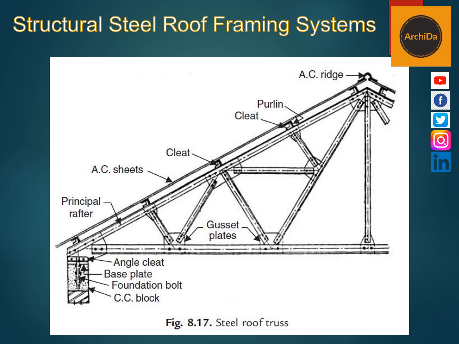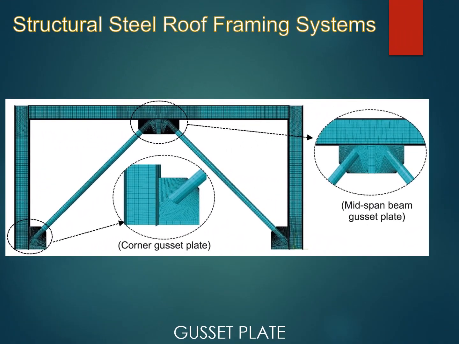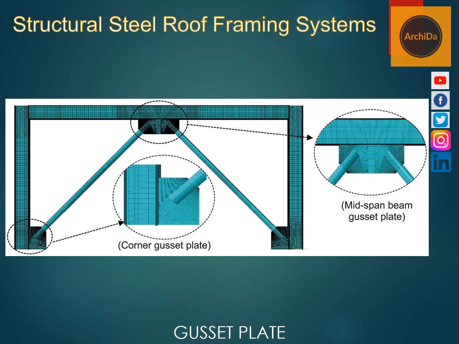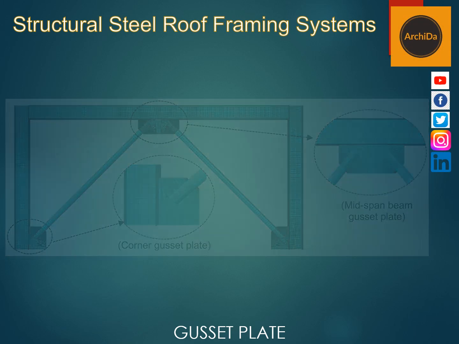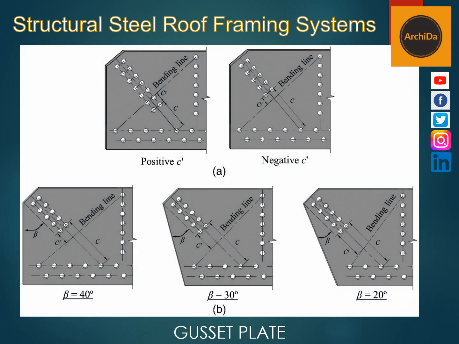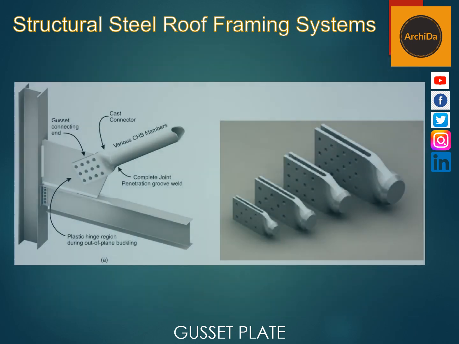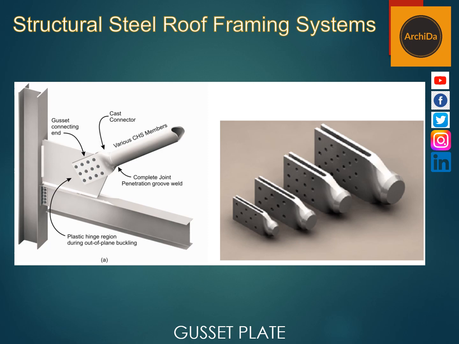The gusset plate is a plate for connecting beams and girders to columns. A gusset plate can be fastened to a permanent member either by bolts, rivets, or welding, or a combination of these three.